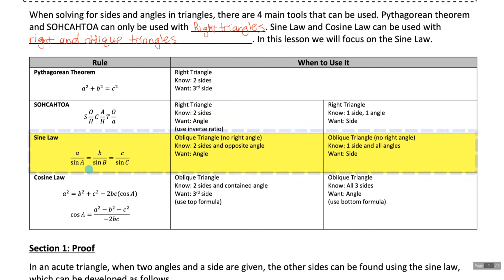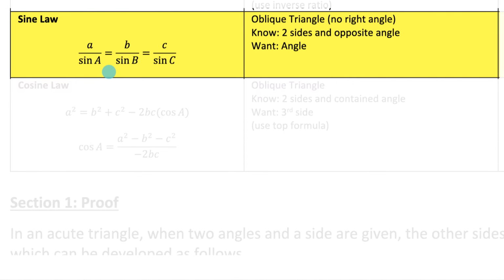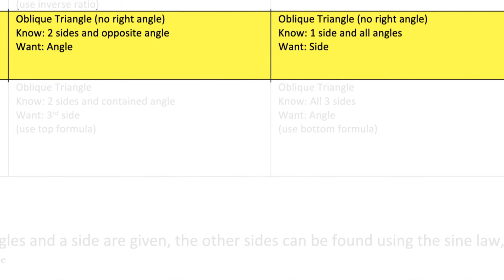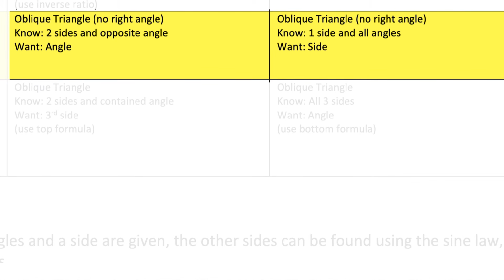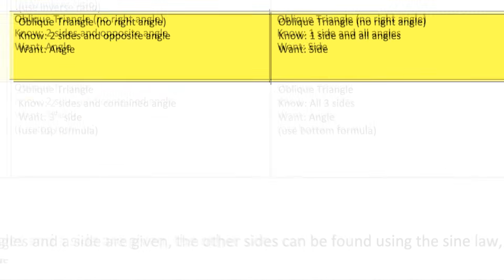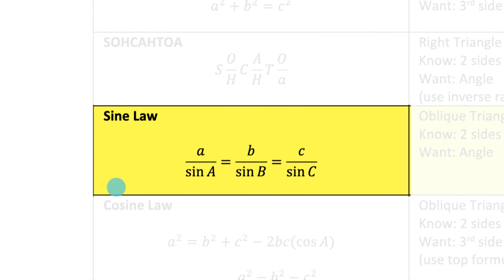And let's focus in specifically on sine law. Sine law can be used to find an angle if we know two sides and an angle opposite one of those two sides. Or it can be used to find a side length if we know one side length and all three angles of a triangle. And then you can see here what the sine law is. It tells us that a over sine A equals b over sine B equals c over sine C.